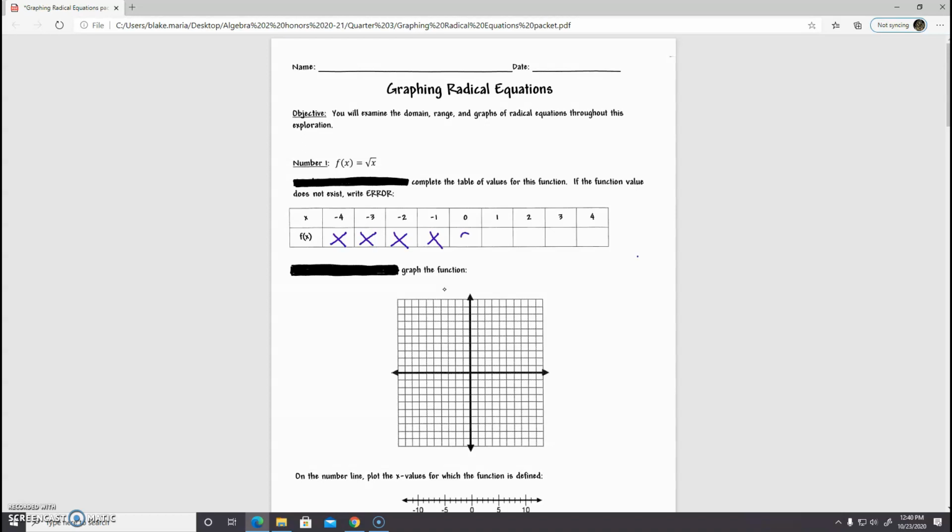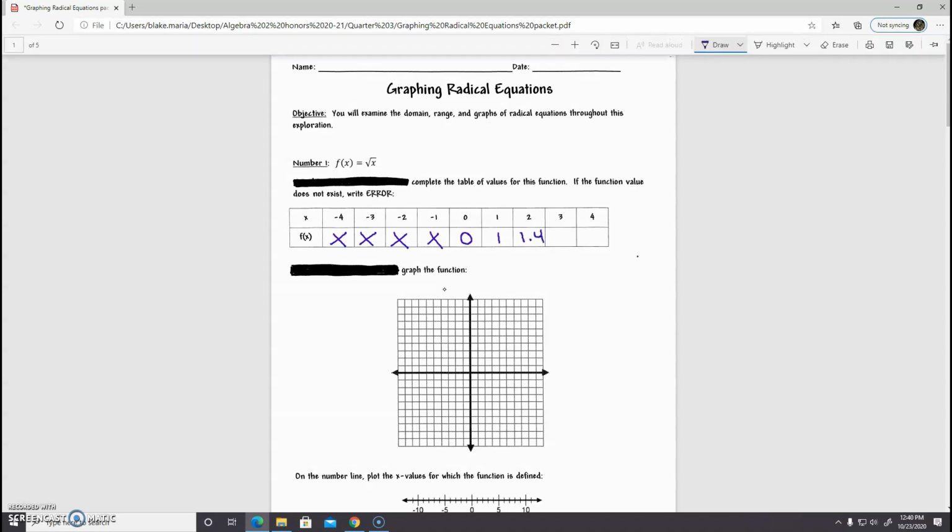Square root of 0, that is 0. Plug in 1, square root of 1 is 1. Plug in 2, square root of 2 is a decimal. I probably wouldn't have used that number if I was graphing this on my own. But you get 1.4-ish. Square root of 3 is ugly again, 1.7-ish. And square root of 4 is 2. So I would stick to the numbers that I know the square root of. I would have done 0, 1, 4, 9, 16, stuff like that, stuff you know the square root of.